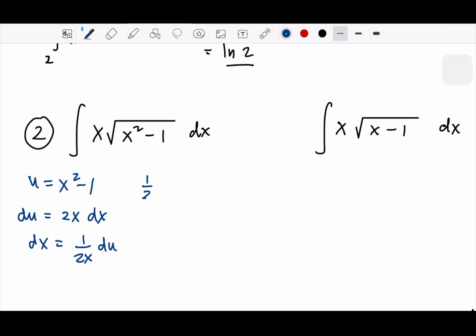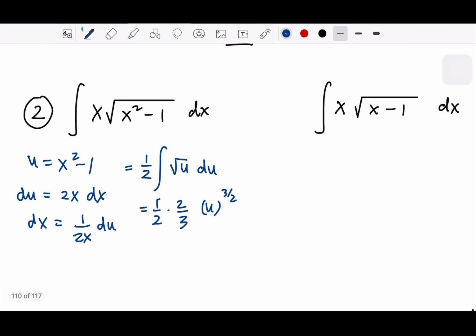So this will be half, and then this will be the square root of u du, when we substitute and cancel out. Then we just integrate u to the power of half, which is 1 over 2 multiplied by 2 over 3, u to the power of 3 over 2. Let me cancel this, so we could say this is 1 over 3 times x squared minus 1 to the power of 3 over 2, plus a constant.